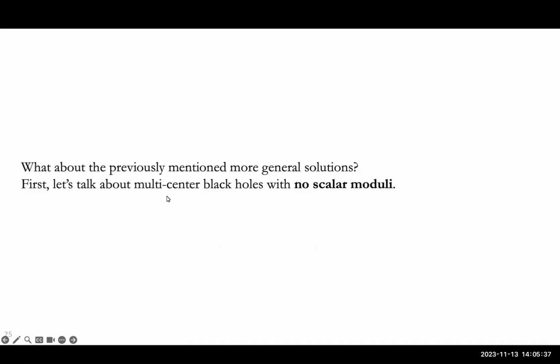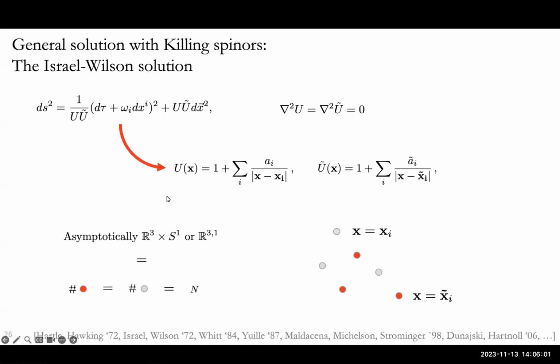Okay. So how about the previously mentioned more general solutions? So far, we've only talked about the specific supersymmetric solutions. So what about multi-center black holes? First, let's talk about multi-center black holes just in a theory of pure supergravity that has no scalar moduli. One can actually write down the most general solution that admits Killing spinors in 4 dimensions.